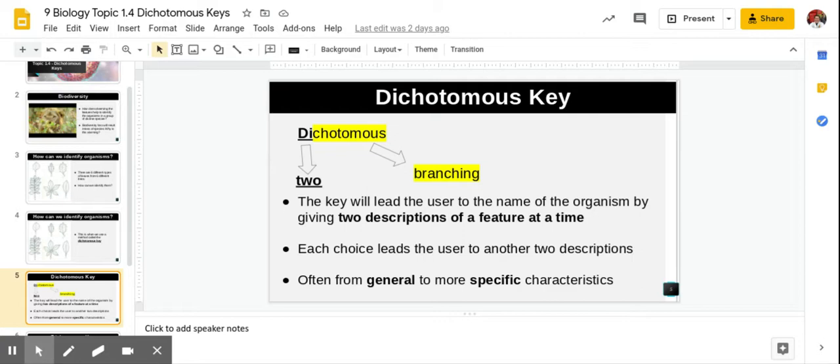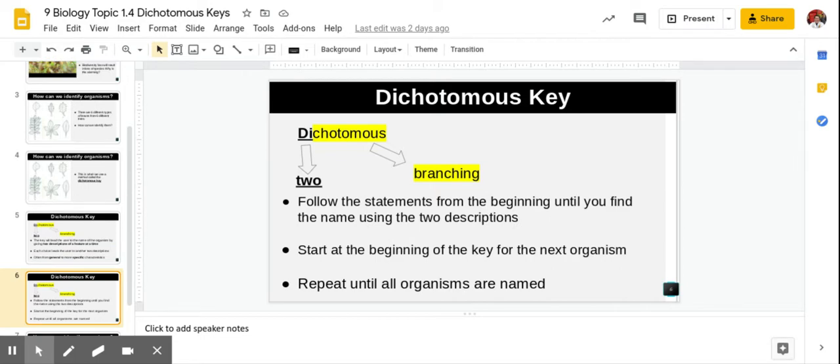And we often go from general to more specific, very similar to the classification of organisms, from a more generic feature to a more specific feature, from the kingdom to the species. The dichotomous key also goes from generic statements to specific statements. And in general, we are trying to find out the name of the organism. So what you need to do is follow the statements from the beginning until you find the name using the 2 descriptions provided to you, right? Most important is that you need to start at the beginning and go all the way through and repeat the same steps until all organisms are named.